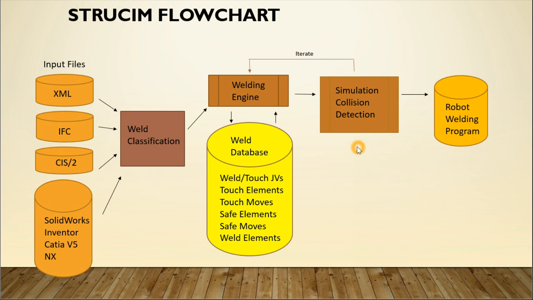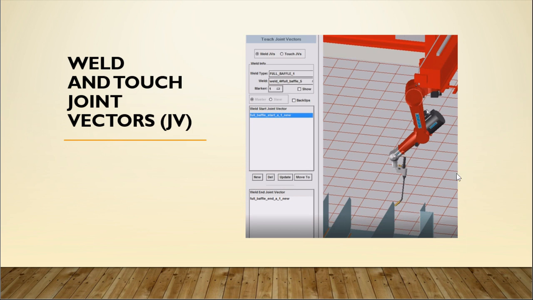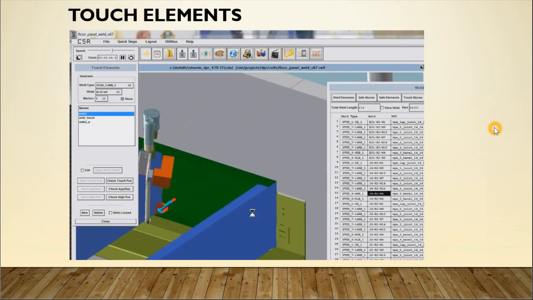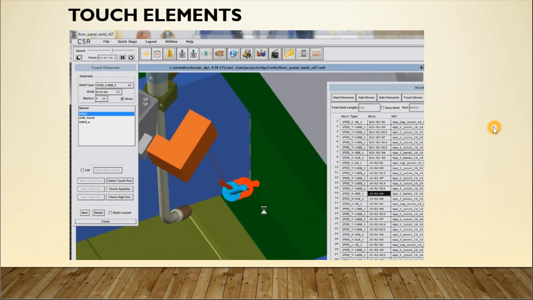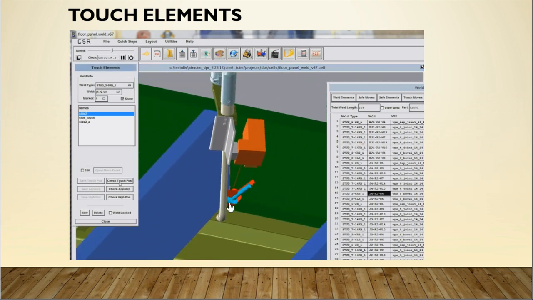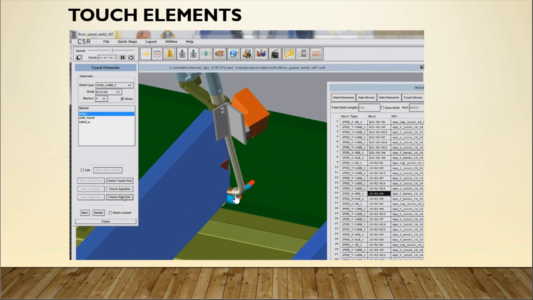Here's the flow chart again. Now we've talked about that. We're going to talk about this part here just briefly. You want to have these weld and touch joint vectors, call them JVs. You know, it's kind of the way a robot programmer would program. You start with where you want the robot to be to either touch or to weld. And then we have these things called touch elements, which in this case is a laser, and it's measuring that seam, and you can position it.